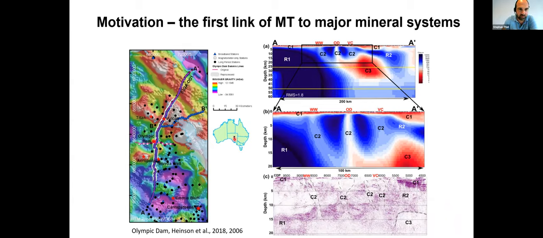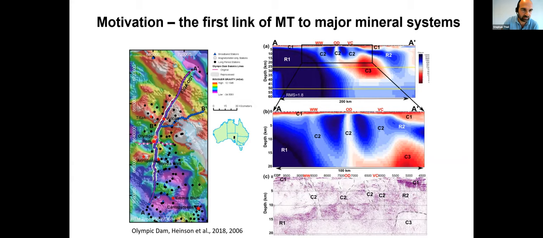We are in South Australia. This is just on the eastern edge of the Gawler Craton that I just highlighted. There's a very big iron oxide copper gold mine called Olympic Dam, the fourth biggest copper mine in the world and the largest uranium producer in the world.